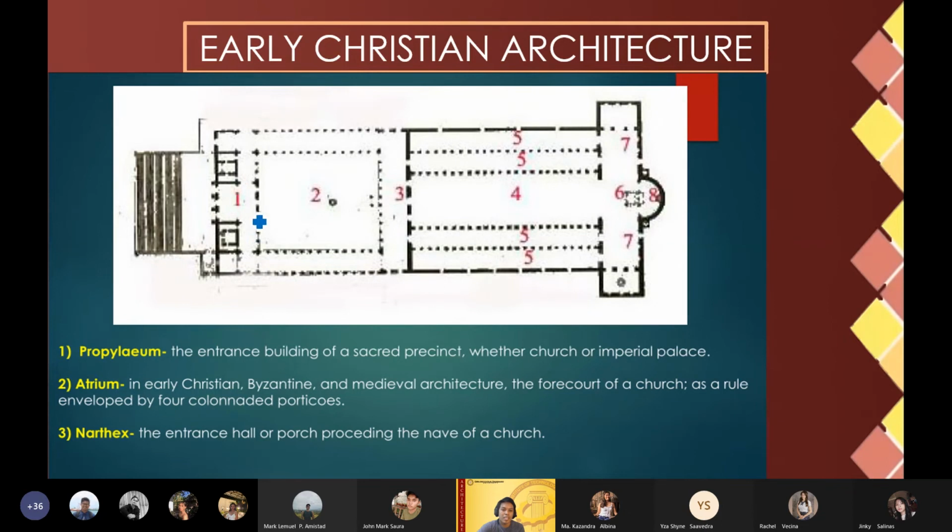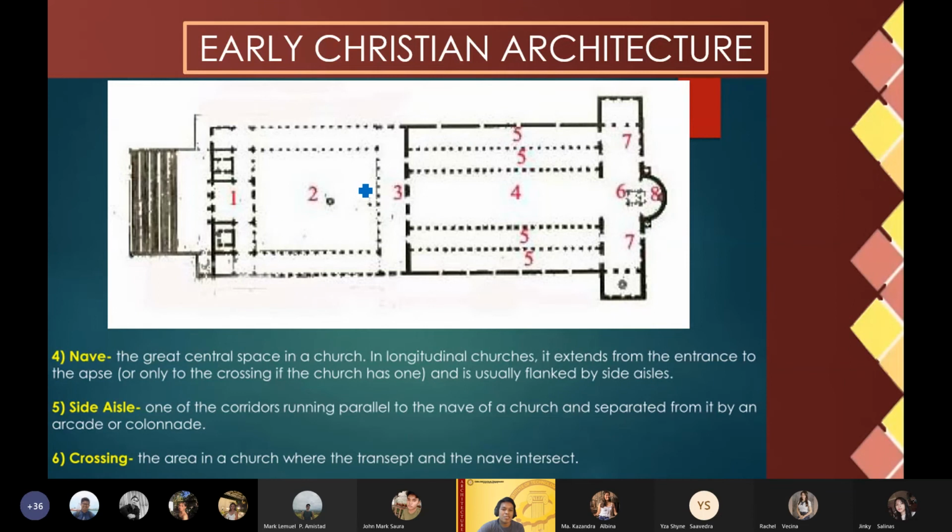Number 2, we have the atrium, again the open area. Another term for it is forecourt of a church. So this one here is the ambulatory, going to the narthex. Number 3 is narthex, the entrance hall or porch proceeding to the nave of a church. So where's the nave? Nave is number 4. Next, nave. Okay, so we're very familiar. Nave, the great central space in a church.